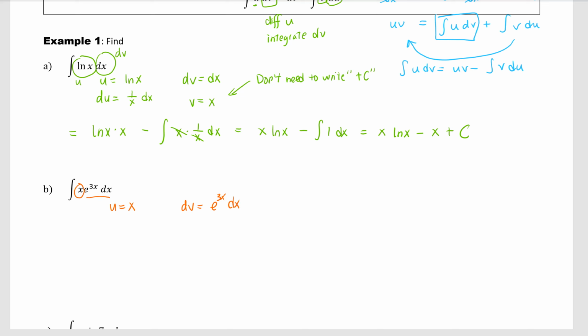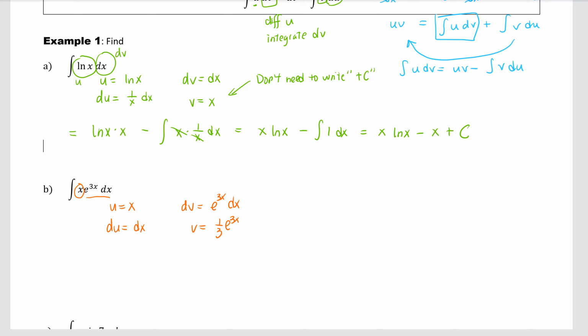Do you remember u substitution before? We said you cannot let u be x because you just get the same thing. That is for u substitution. But here, with integration by parts, you can actually let u be x because it has two terms, u and dv. So it's different from u substitution. And then du is 1 dx. We want to integrate both sides. The integral of e to the 3x is e to the 3x, but since we're integrating it, we divide by 3. So far, so good, everybody?